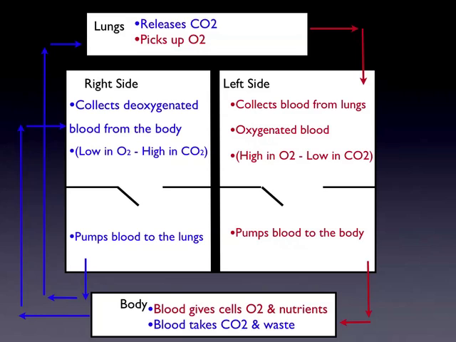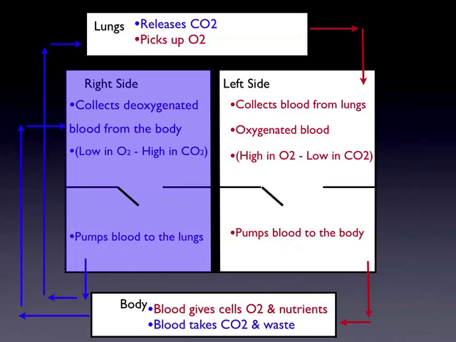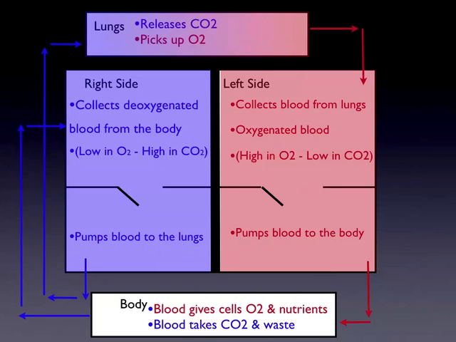Any questions here? This is a very big process. So again, right side of the heart is dealing with deoxygenated blood. The left side of the heart handles the oxygenated blood. And in the lungs and in the body is where it changes from one to the other.